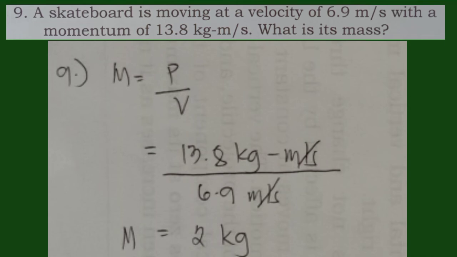kilograms dash meter per second, and the value of velocity is 6.9 meter per second. And here we are going to use the mathematical operation, which is division. So let us divide 13.8 divided by 6.9, and the answer is 2. And we're going to cancel out the same unit, and the remaining unit is kilograms. So bring down the kilograms. Again, the answer for our mass is 2 kilograms.